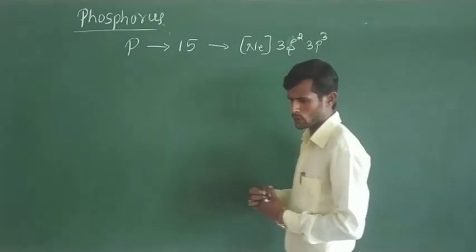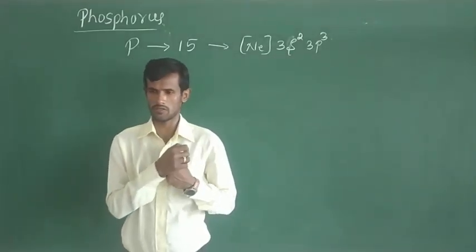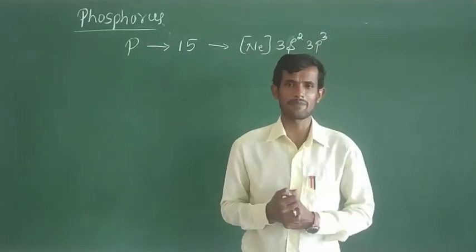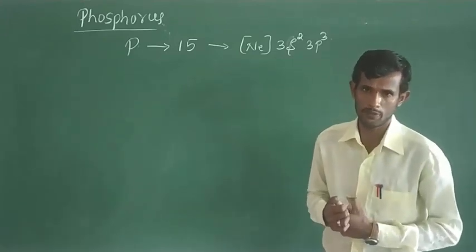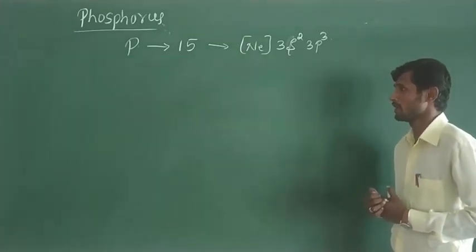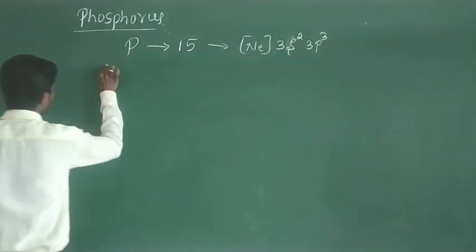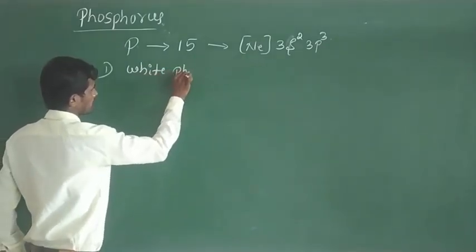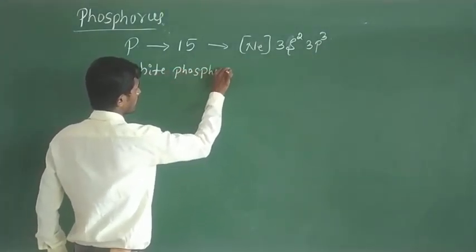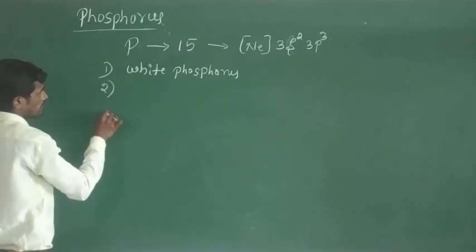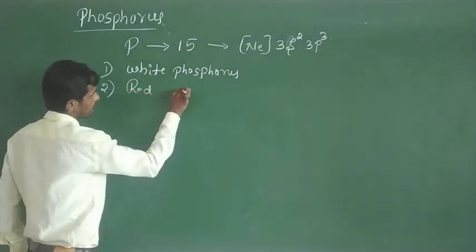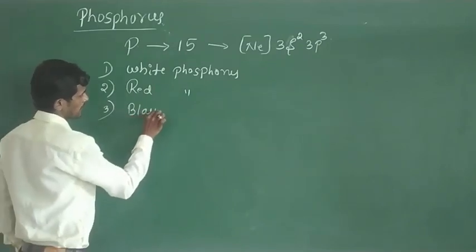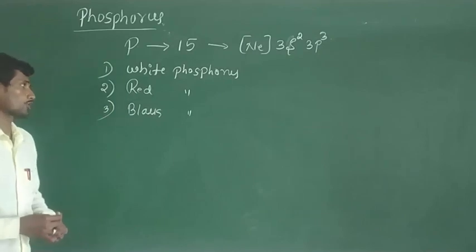Mainly there are three allotropic forms of phosphorus. This is very important. What are those? See here. First one, white phosphorus. Second one, red phosphorus. Third one, black phosphorus.